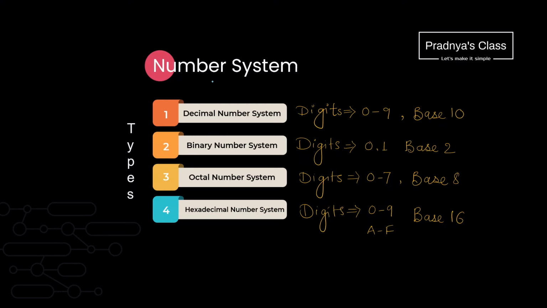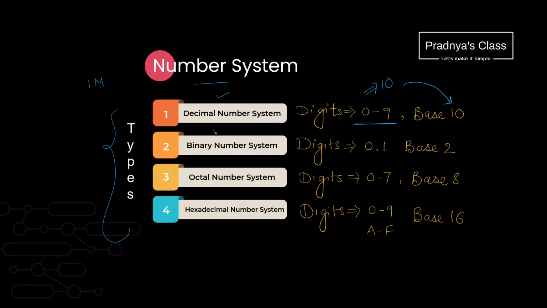First of all, let's discuss the different type of number systems. On this topic, you may get 1 mark question. There are total 4 types of number system. The first is decimal number system. In this number system, the digits are from 0 to 9. So, the total number of digits are 10. That's why the base of this number system is 10.